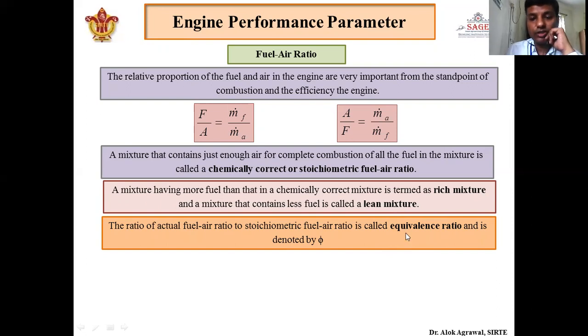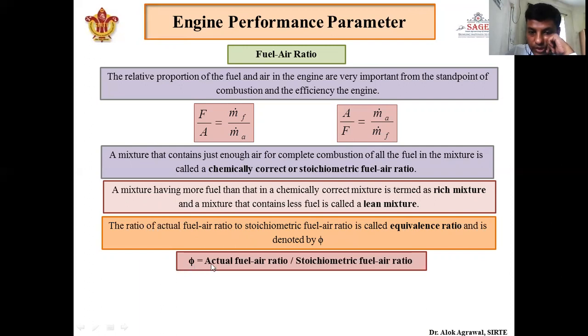It is a ratio of two ratios. In the numerator it is the actual fuel air ratio, and in the denominator it is the stoichiometric fuel air ratio. Suppose we are talking about a rich mixture, and the rich mixture is 10 is to 1, meaning 10 parts air and 1 part fuel. And if the stoichiometric ratio is 15 is to 1, then what will be the equivalence ratio? It is 10 by 15, that is 2 is to 3.